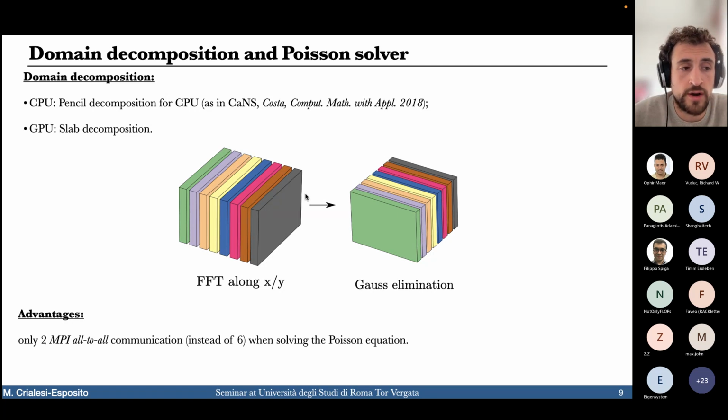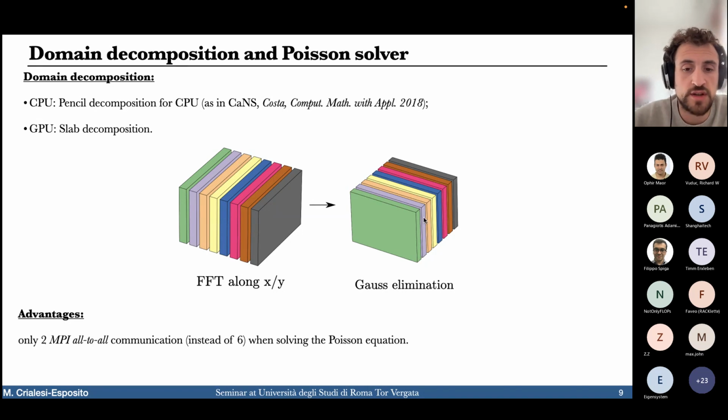Transposes, for those of you who are familiar with how an FFT is performed in 3 dimensions. If you have an FFT in 3 dimensions, it means that you have to perform an FFT in each direction, but if not all the points are accessible at once, you have to perform all-to-all communication, or transposes. And these are very expensive time-wise because GPUs have to communicate a huge amount of data. So the way in which we partially solve this issue is, instead of having 6 all-to-all, 3 for the direct Fourier transform and 3 for the inverse Fourier transform, we only have 2. And the way to do that is through slab decomposition.